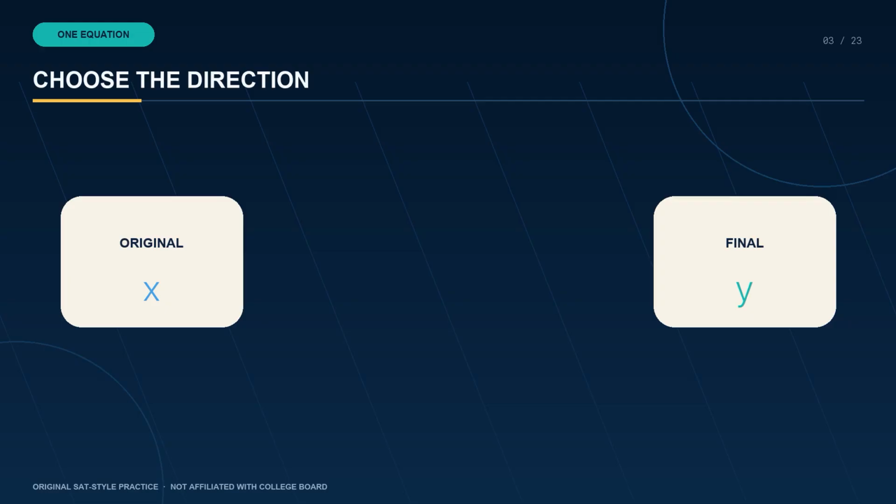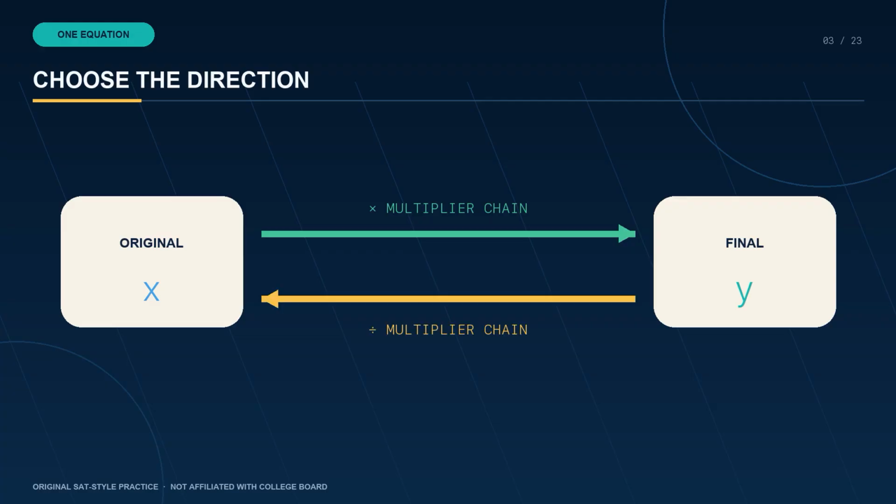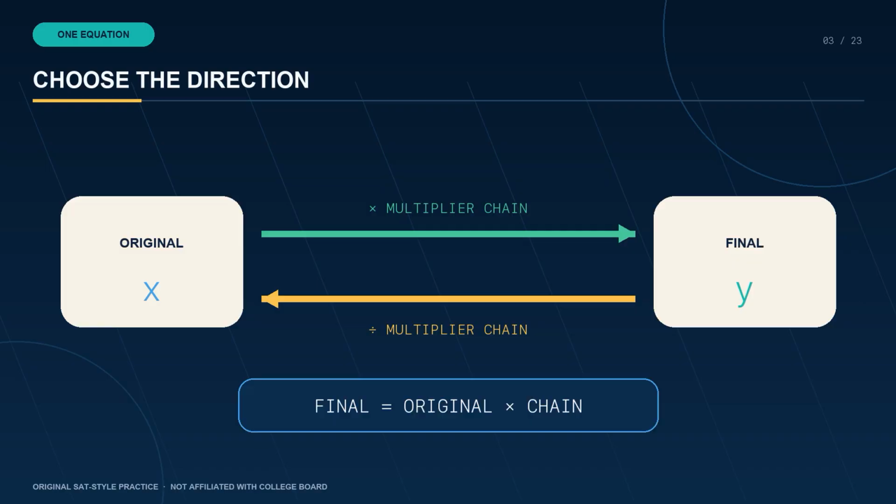Final equals original times multiplier chain. That line tells you the operation before you touch the calculator. Original known, multiply forward. Final known, divide by the entire chain. The chain also gives the net change. Subtract 1 from the combined multiplier, then convert to a percent.